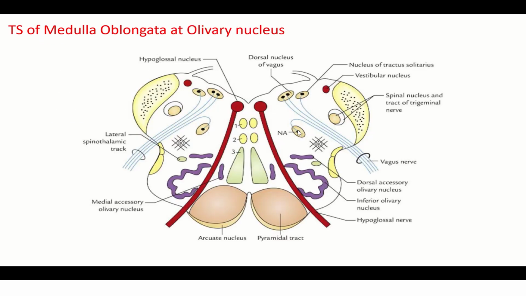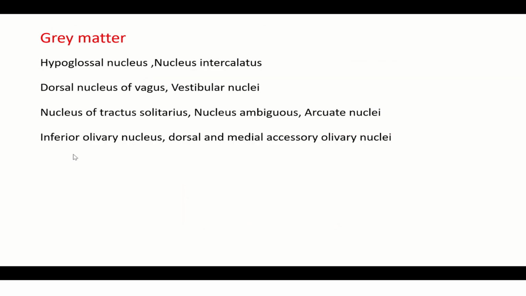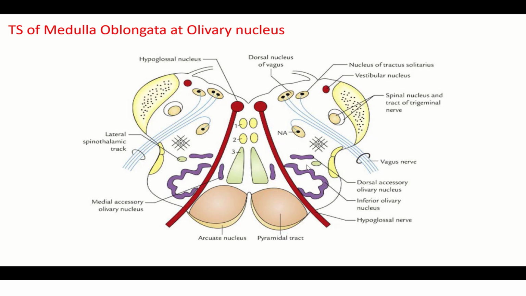So here you can see this is the nucleus ambiguus, and these are the arcuate nuclei in front of the pyramids. Then the inferior olivary nucleus, and the dorsal and medial accessory olivary nuclei.